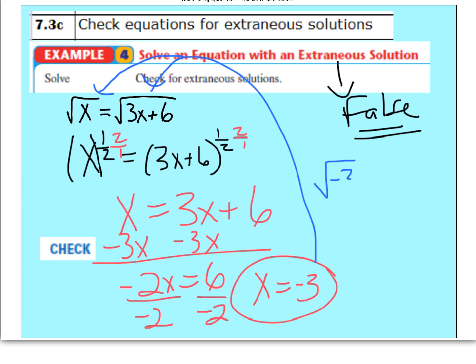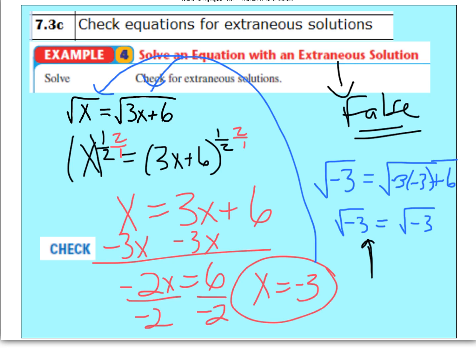The square root of negative 3 equals the square root of 3 times negative 3 plus 6. I'm going to keep the square root of negative 3 right there, and then this would be the square root of negative 3. Now, it looks like it works because both sides look the same. However, you need to stop and be smart about this. The square root of a negative number, as of now, is considered an imaginary number and it's not real.